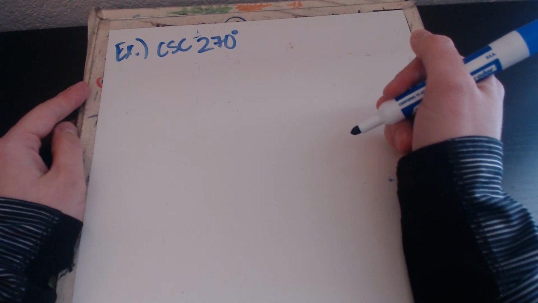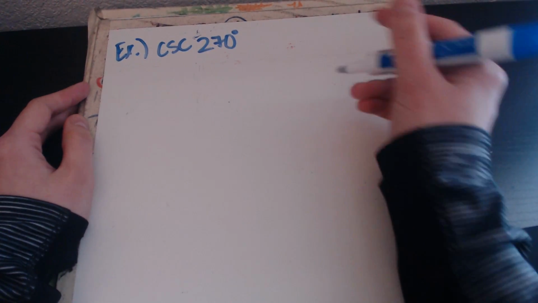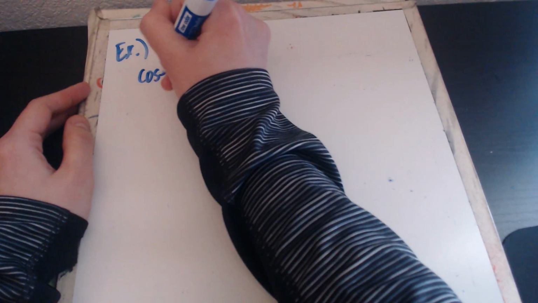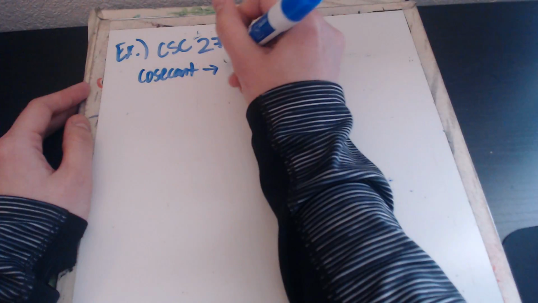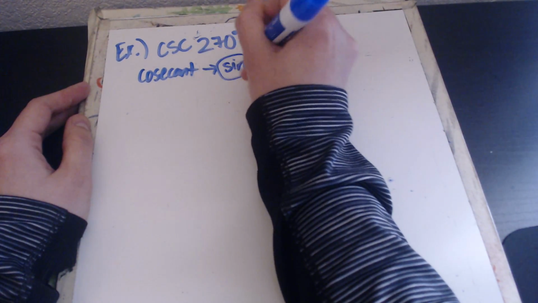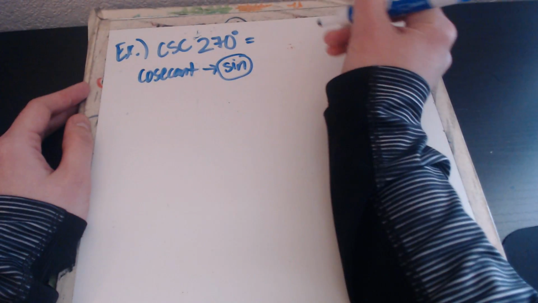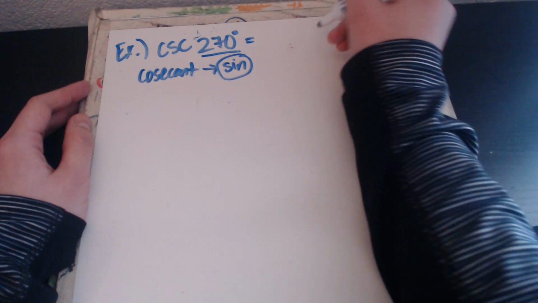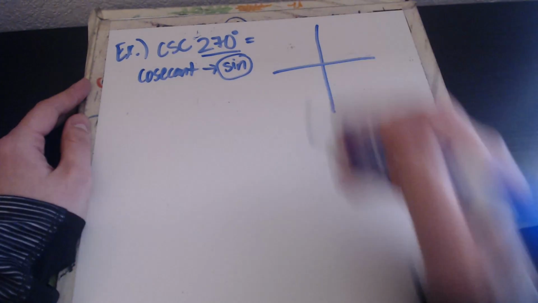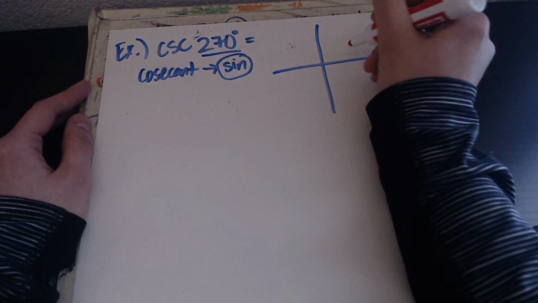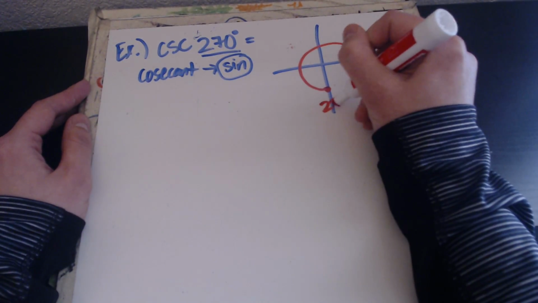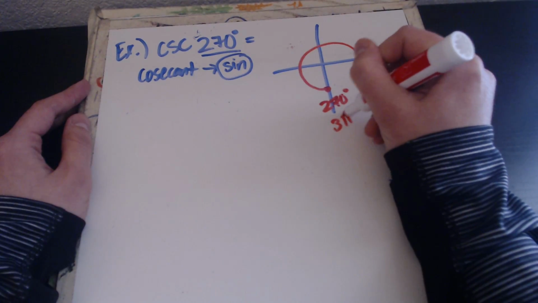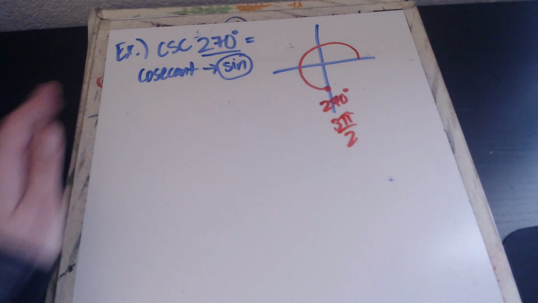Okay, so if I ask you what is csc of 270 degrees, I need to know that csc stands for cosecant, and that cosecant is the reciprocal of sine. So I need to first figure out where this angle is in my unit circle. 270 degrees is going to be right here, which is the same thing as 3 pi over 2.